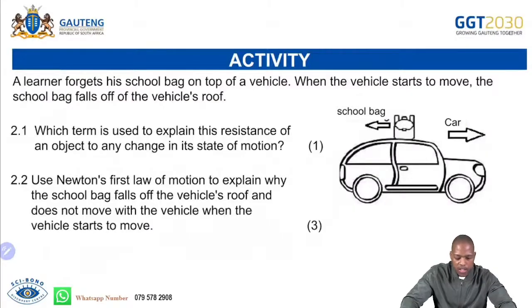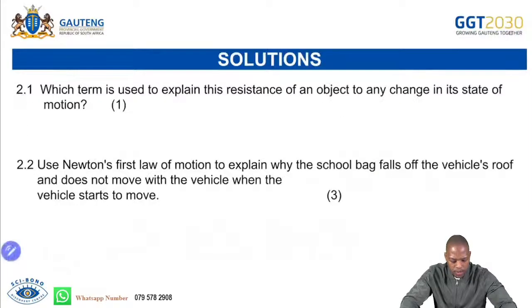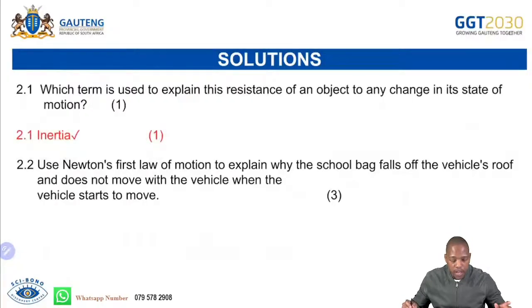So the question says a learner forgets his school bag on top of a vehicle. When the vehicle starts to move, the school bag falls off of the vehicle's roof. And the question is, which term is used to explain this resistance of an object to any change in the state of motion? So this question is almost asking the definition in reverse. It's trying to check whether you can define what this concept is. And the answer that is expected from you there is that you must say that it is inertia, because inertia is the property of a body to resist any change in a state of motion or rest.